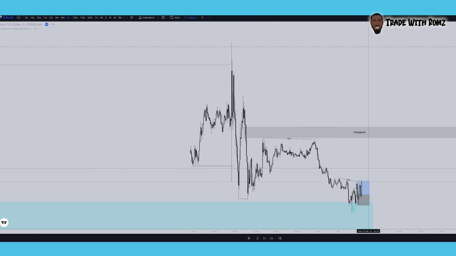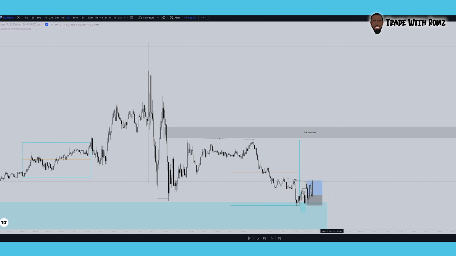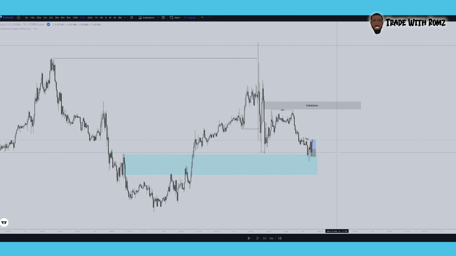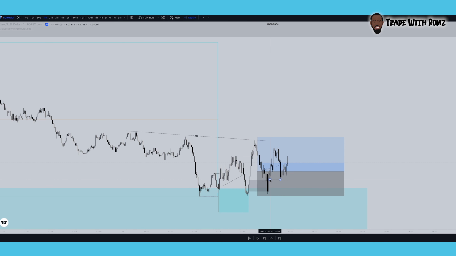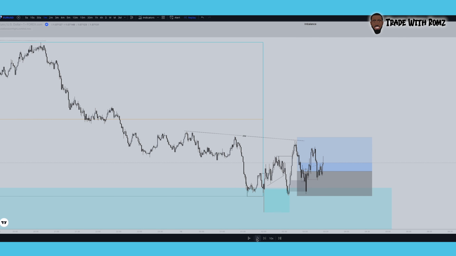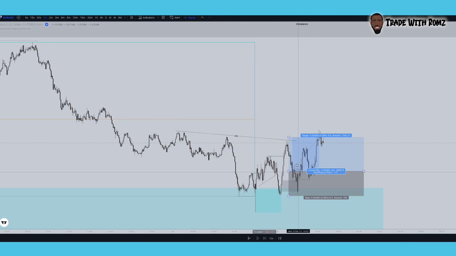I don't know if it is or isn't. Let's have a look. Okay, not quite the rejection block, but 15 maybe. No, it's not actually. Cool, all good. So it came back lower, took out this low, and then we started moving higher, right? Cool, great. So these highs got taken. So that's when I was like, okay, cool.